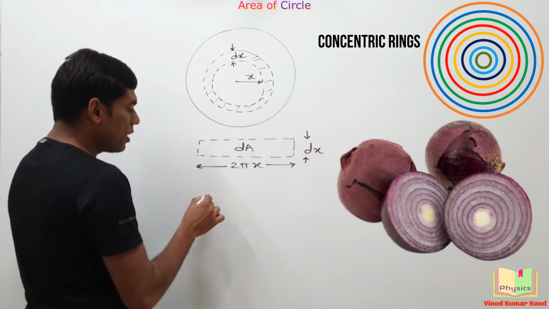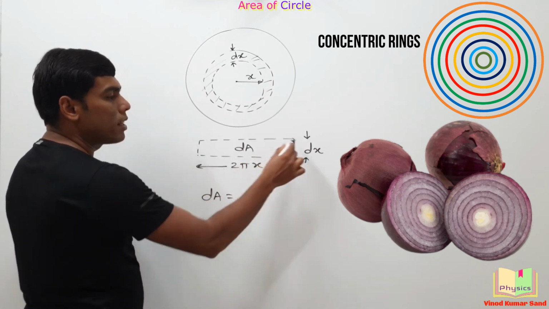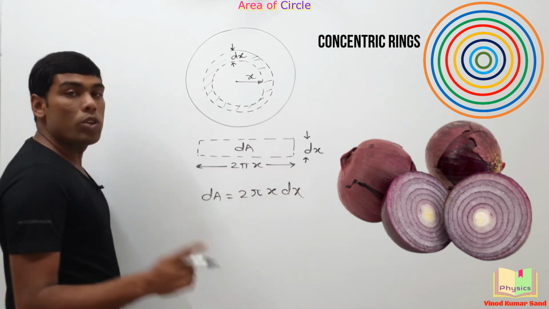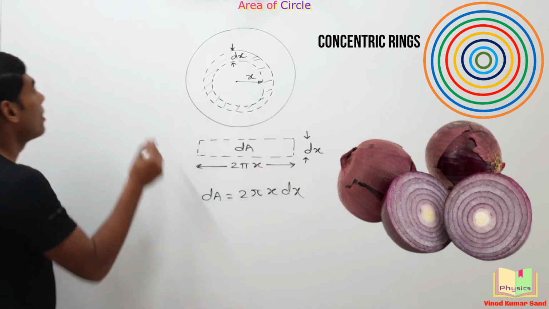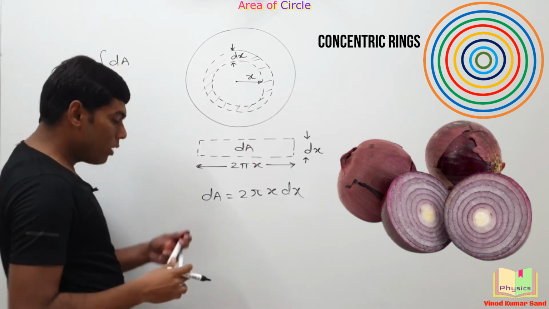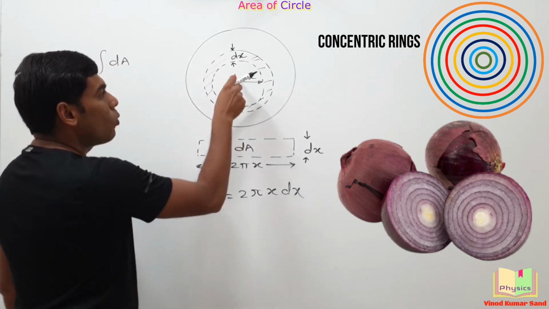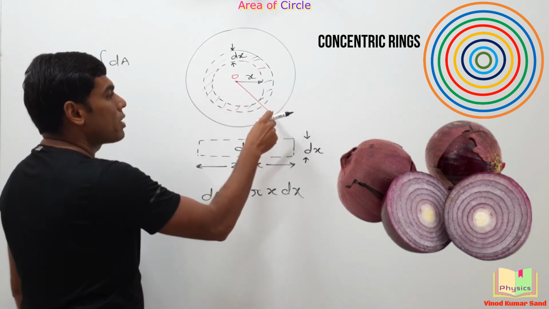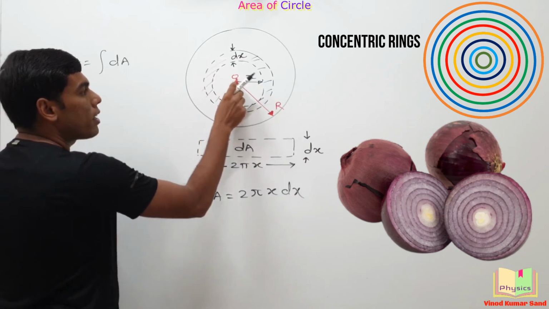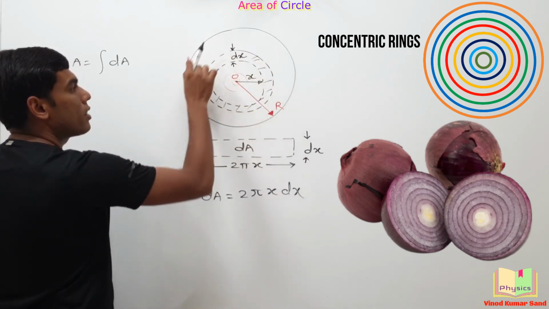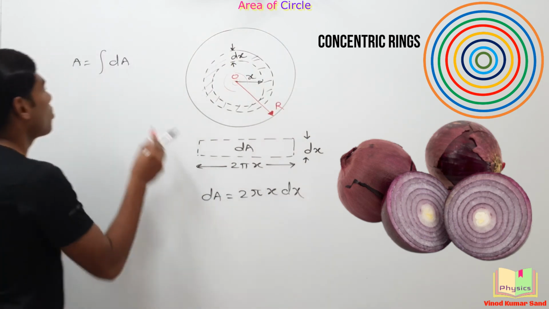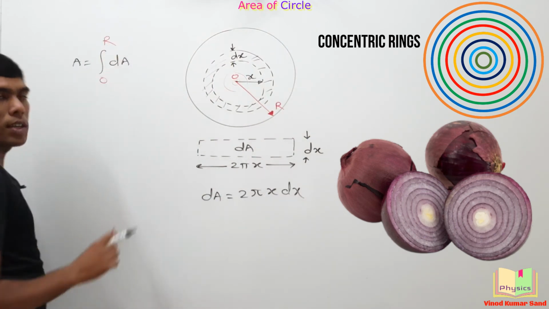How much is the dA? It will be length into breadth, so 2 pi x dx. We want the complete area, so for the complete area we need to integrate the dA. And what will be the limit? The lower limit is 0 and the upper limit will be r, because you can have a ring here, you can have a ring here, and the last possible ring will have the radius r. So the limit will go from 0 to capital R.